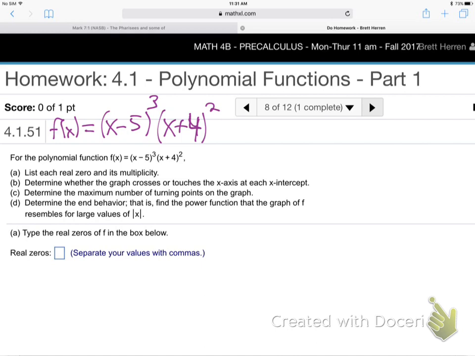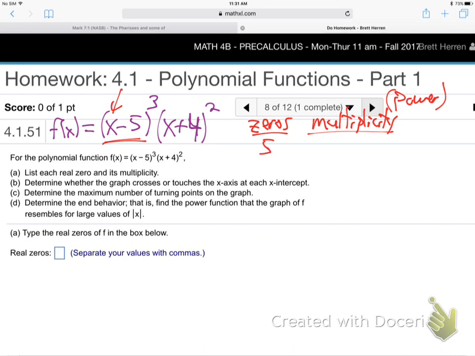So first part A, list the zeros and their multiplicity. That means their power. So what are the zeros and what are their multiplicity? Which means just their power. How many multiplied, right? Power means how many multiplied, multiplicity. So what are the zeros of that function? What are the things you could plug in for x that would make the whole thing 0? What will make this one 0? What could you put in there to make that one 0? 5. And what's the power on him? 3. His multiplicity is 3.